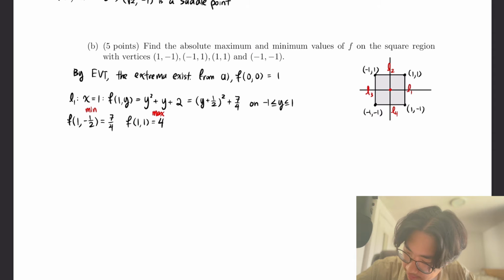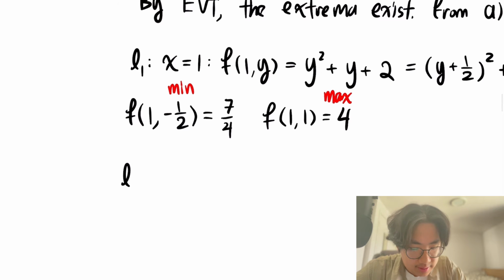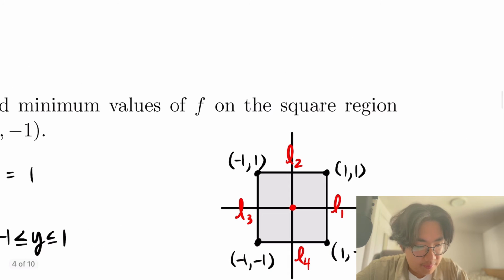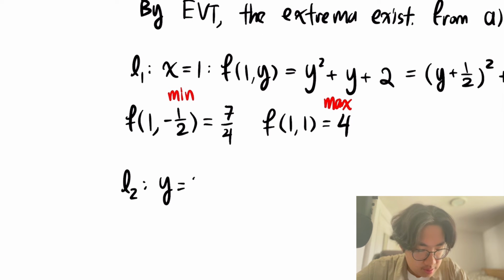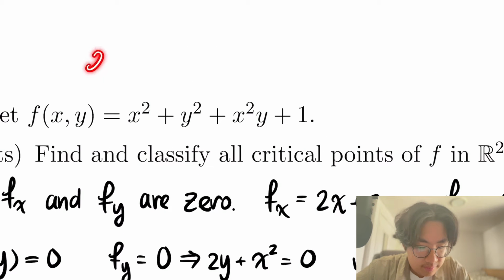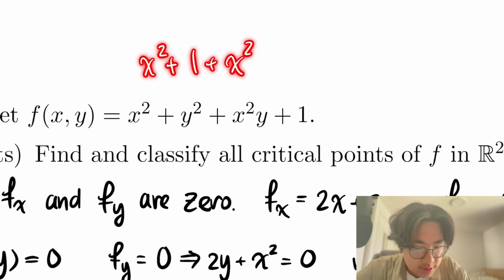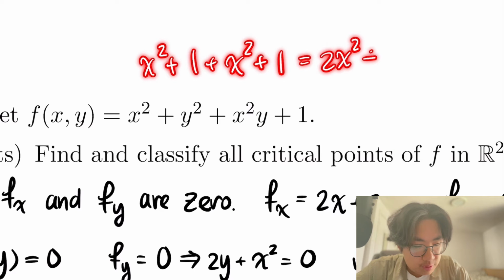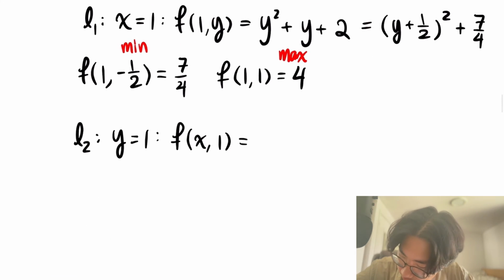Let me see if I missed anything. No, we're good. All right, L2, very similar idea, except in this case we have a horizontal line, meaning y is equal to 1. So you plug it in in a similar manner, f of x comma 1. So we have x squared plus 1 plus x squared plus 1, which is just 2x squared plus 2, which we can factor to get 2 times x squared plus 1. I'll just write 2x squared plus 2.